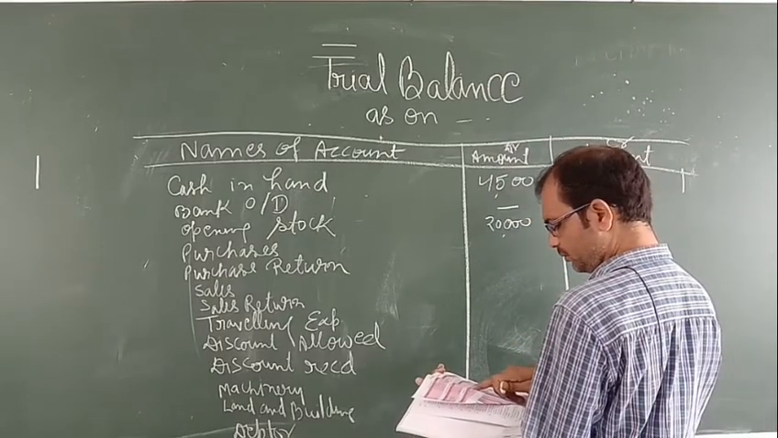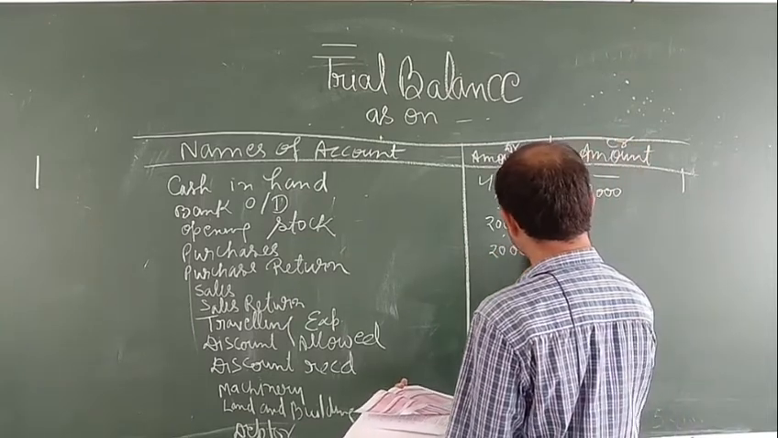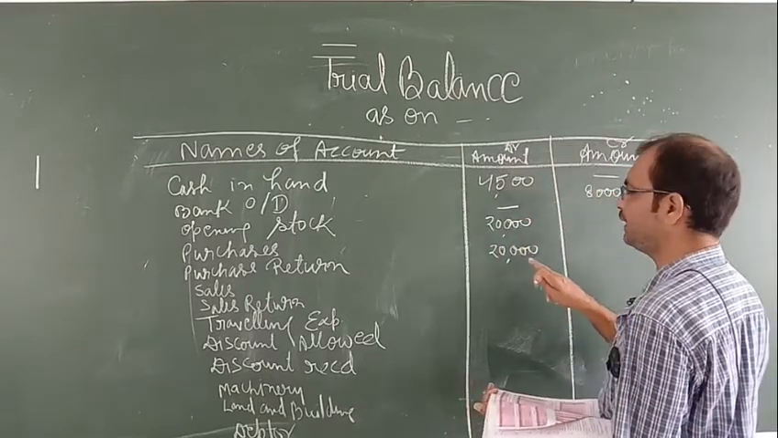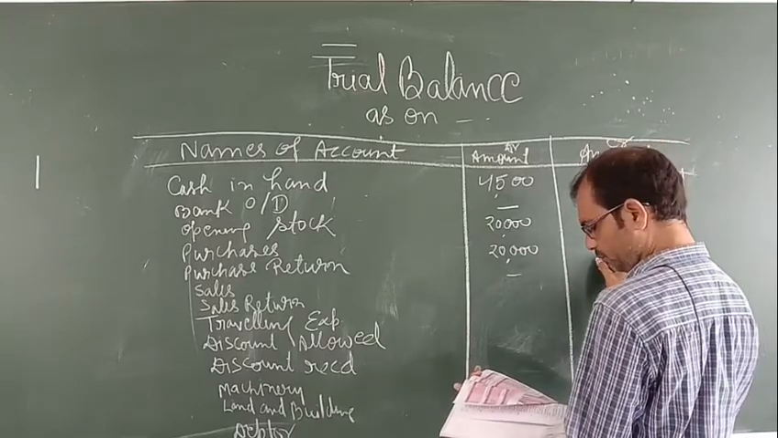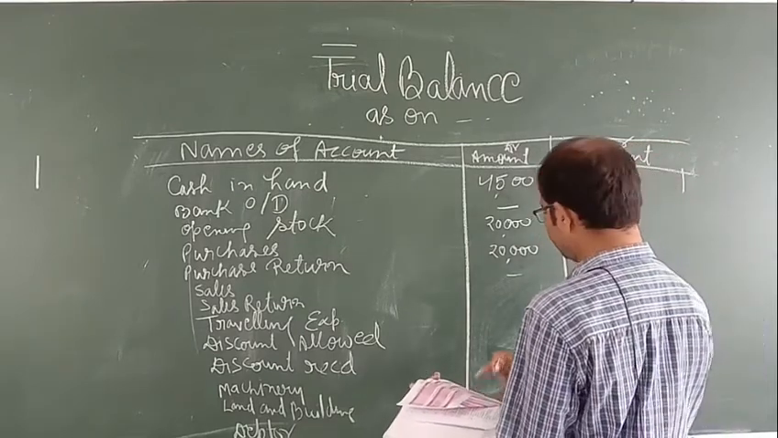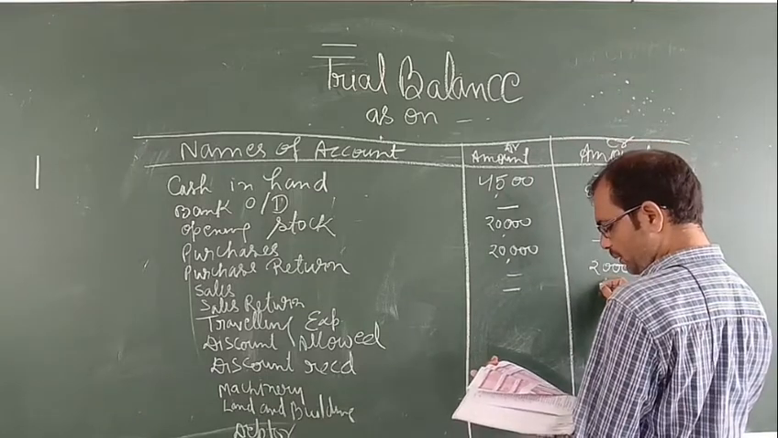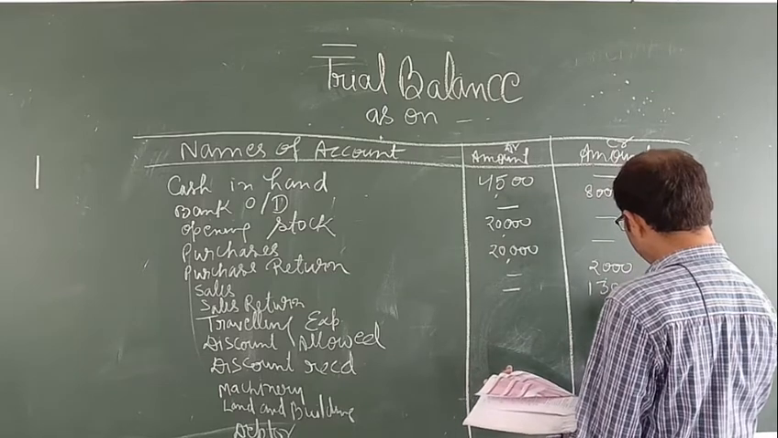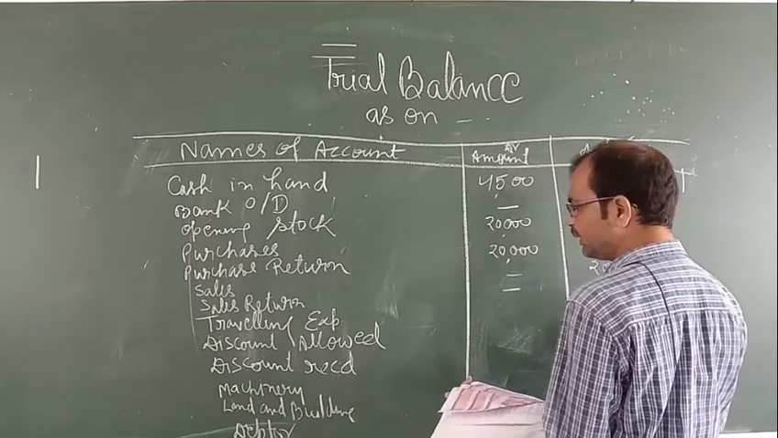Purchases will also come in the debit side because we pay the amount for purchase return. When purchase comes in the debit side, it means purchase return will come in the credit side. 2000. Sales, it means we receive the amount, so the amount will come in the credit side. Sales has the credit balance, sales return has debit balance.